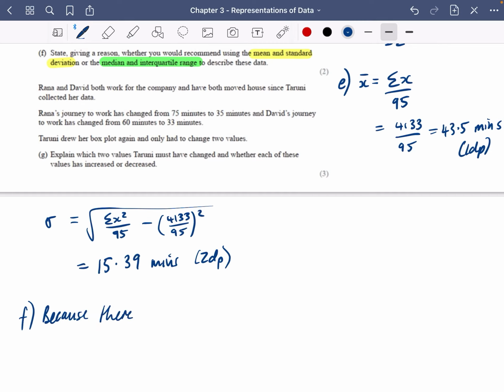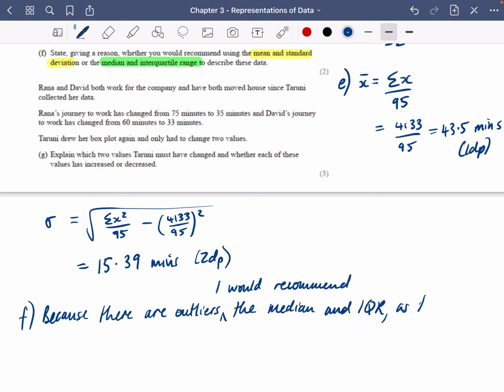So I would say, because there are outliers, I would recommend the median and interquartile range, as these don't take outliers into account.